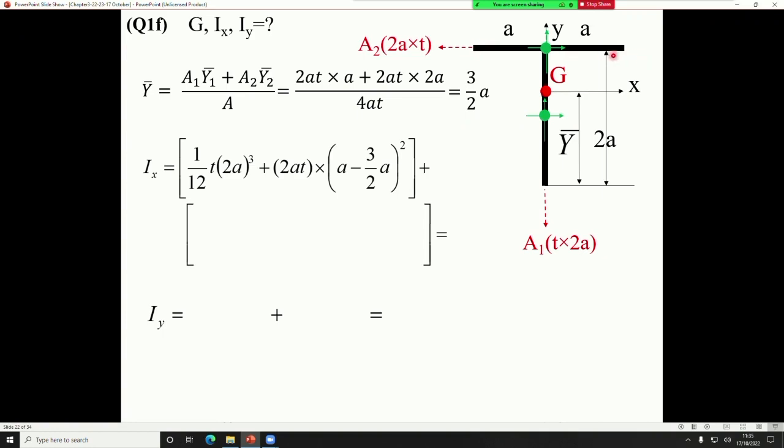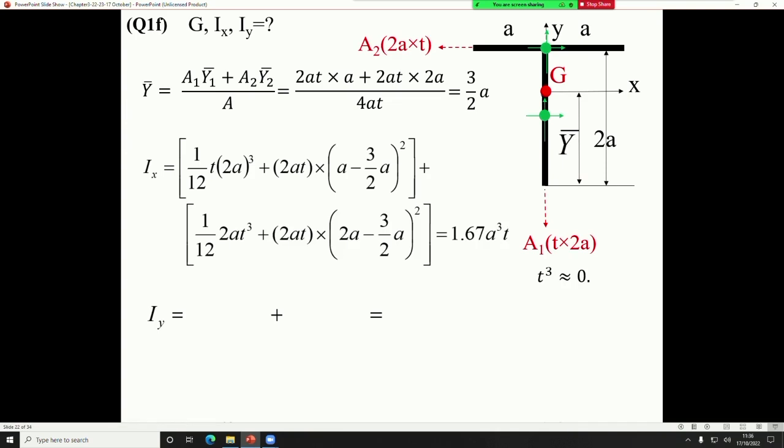So we're writing it for the top one. 1 over 12, how much is B? 2A. And how much is the height? T, very good. So 1 over 12, BH cubed, plus this area, which is 2AT, multiplied by the square of this distance. This is equal to y bar, which is 1.5a. This is equal to 2a, so 2a minus 1.5a squared. It doesn't matter which order because it is squared. Is there anything we should remove? Ignore? Yes. So we ignore a t cubed, and the answer is 1.67a cubed t.